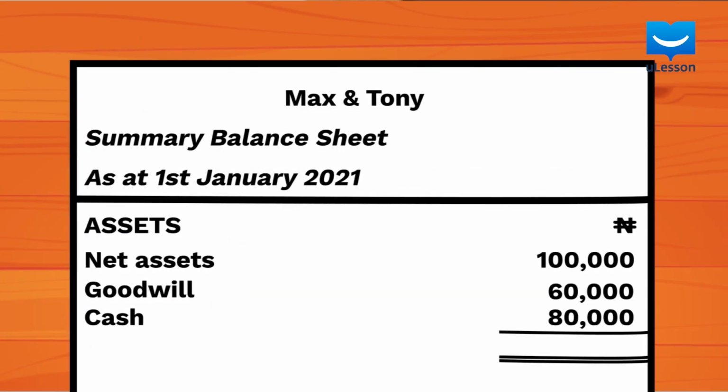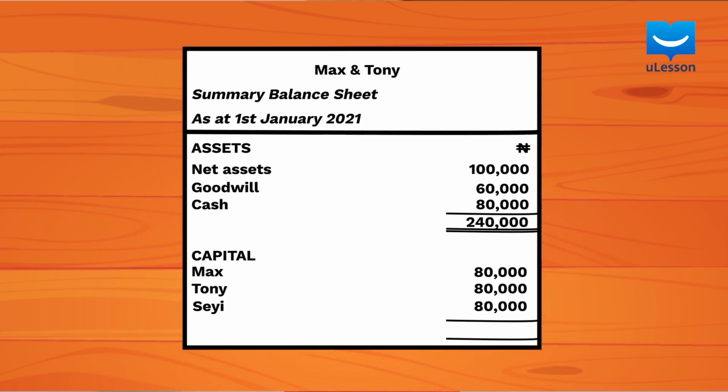Let's now prepare the balance sheet. This will show the effect of the admission of the new member. The asset will include the previous net assets balance as well as the goodwill and the cash received from Sheyi. The total assets now equals 240,000 naira. The balances on the capital of the balance sheet will also be transferred from the partner's capital accounts. As can be seen, the sum of the assets is equal to the sum of the capital. Excellent. Now let's take a quick summary.